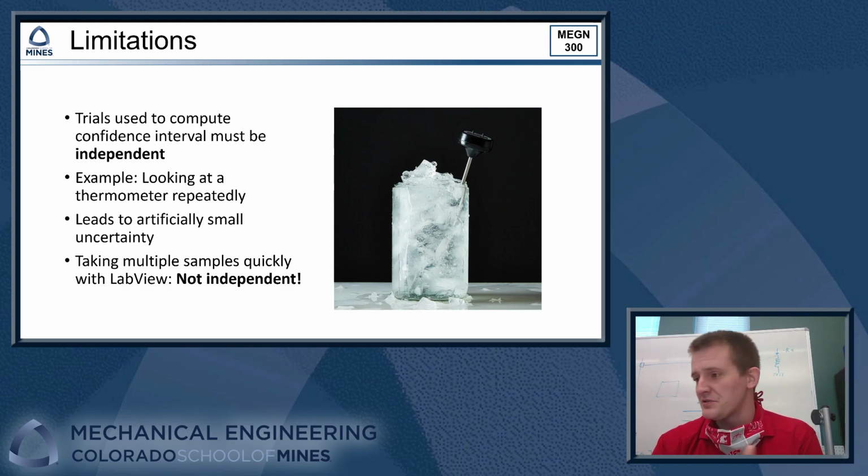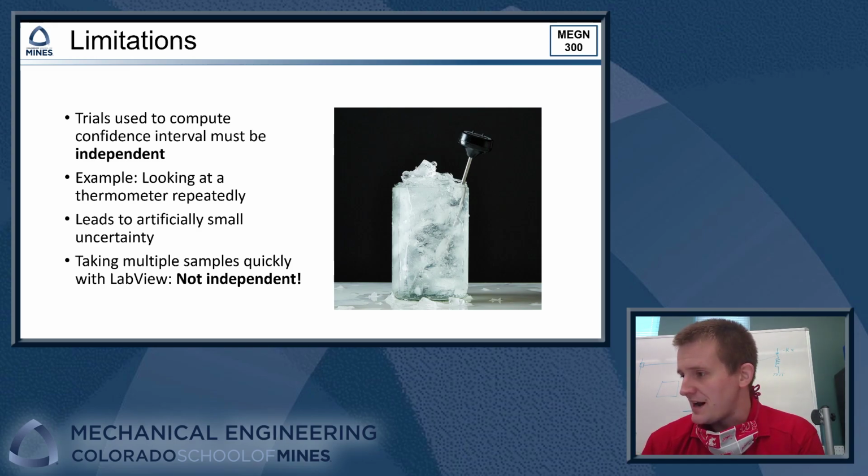Right, so an example of this would be if you took a thermometer and stuck it in a glass of 0-degree ice water to calibrate the thermometer, and we were going to take a bunch of measurements to determine our confidence interval at 0 degrees C. If you just stick the thermometer in the ice water and quickly write down 10 measurements of whatever the dial says over the course of a couple of seconds, that's not going to be 10 independent trials, right? Because you didn't allow the system to change.